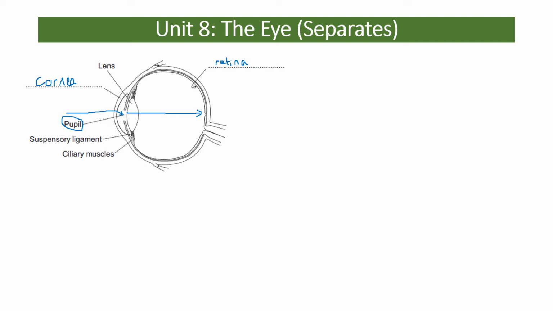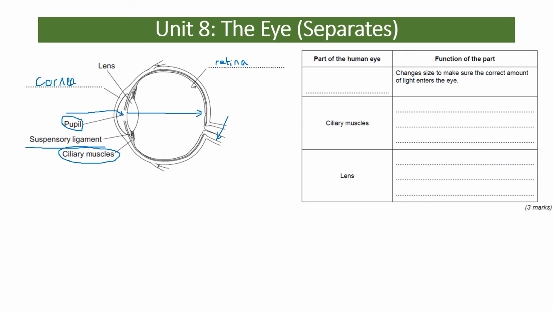Other parts of the eye that you need to know about are ciliary muscles, which we'll talk about shortly, and suspensory ligaments that are important in the eye. Probably also worth knowing, this bit here is called the optic nerve, and that's how the brain and eye are connected. Instead, you need to know what these parts do. So different things that are changed.